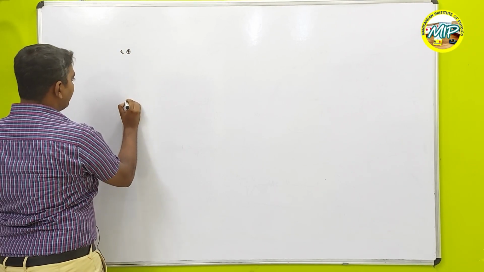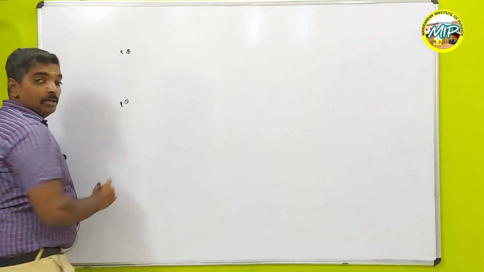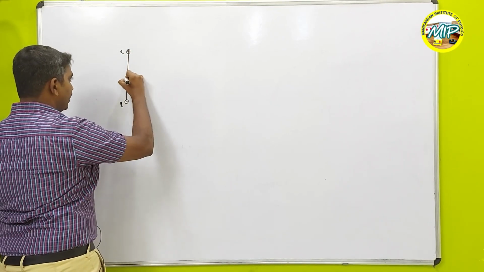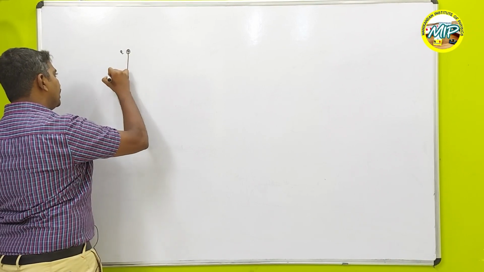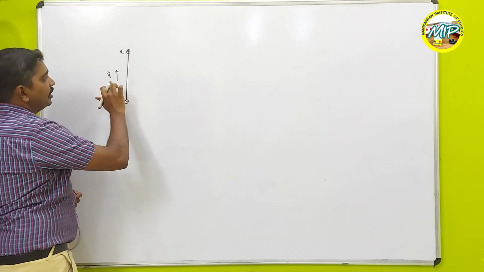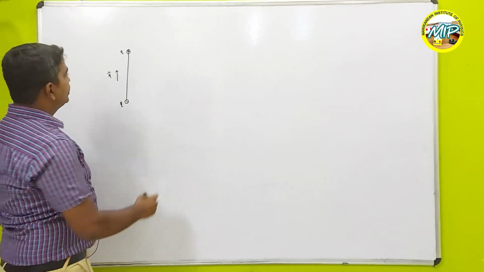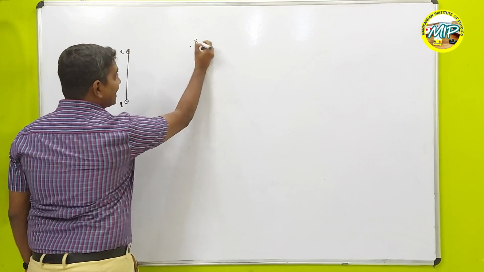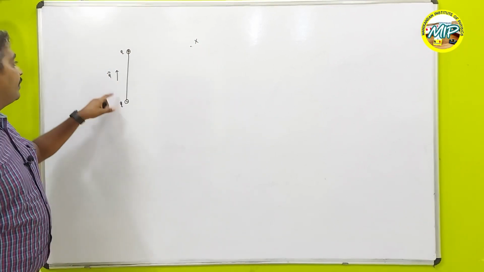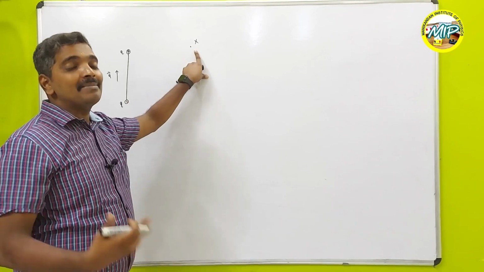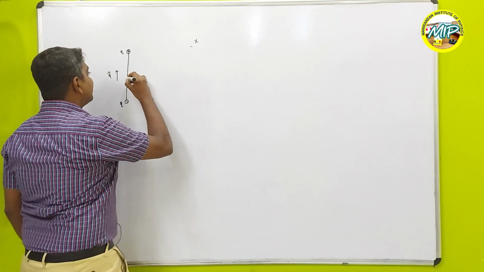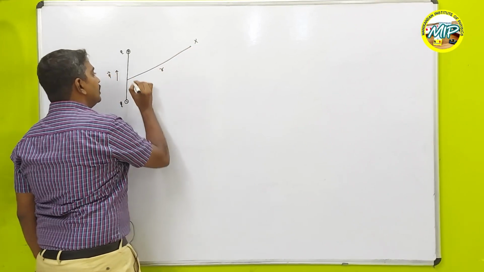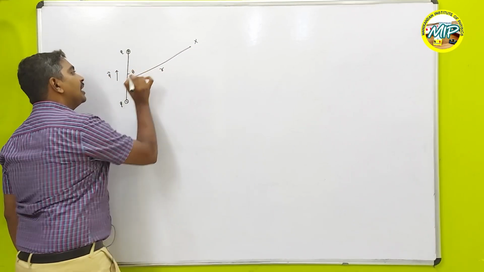I have a negative charge here, minus Q. So this is my dipole moment. The direction of the dipole moment is always from negative to positive. So I'm going to consider some random point, it should be some X, because P is already used here. The distance from the center of the dipole is R, which makes an angle theta here.